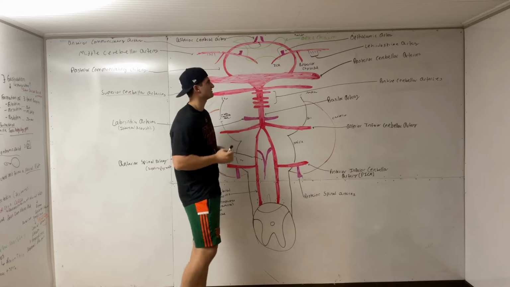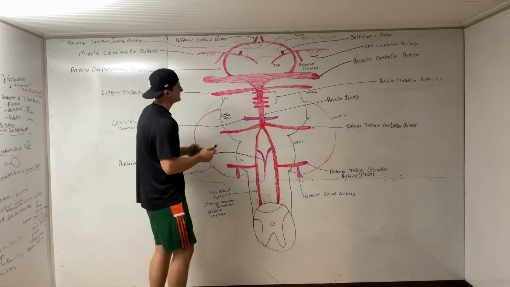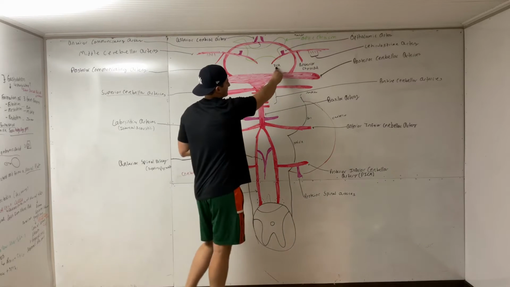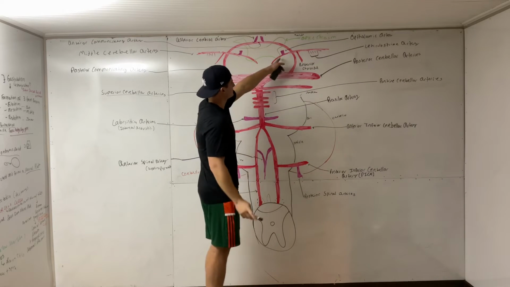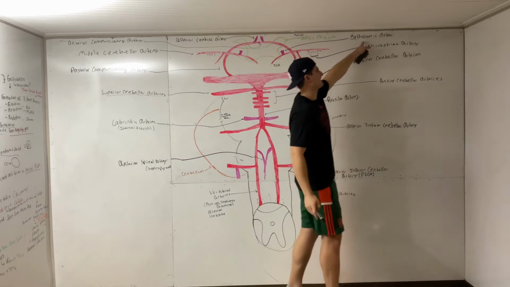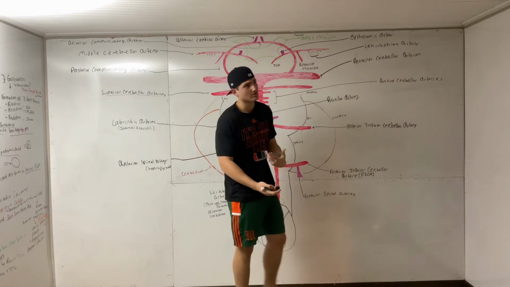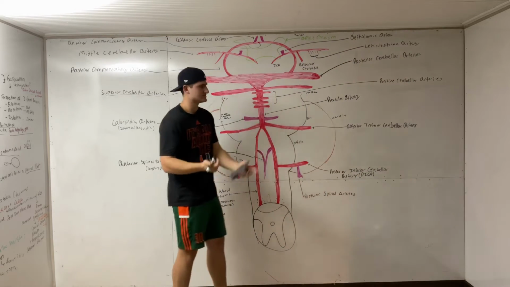So now those cross, right? So now we got a lot of blood supply. Before they cross, the internal carotid artery passes through the optic chiasm, and it gives off another artery. This artery right here on either side is known as the ophthalmic artery. Ophthalmic artery does what? It supplies the eyes.